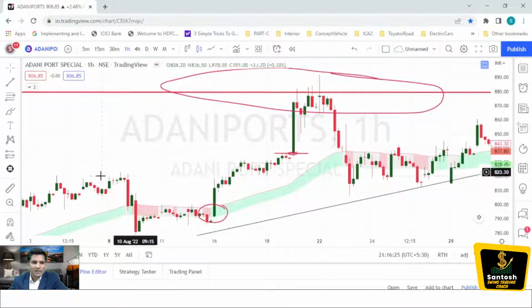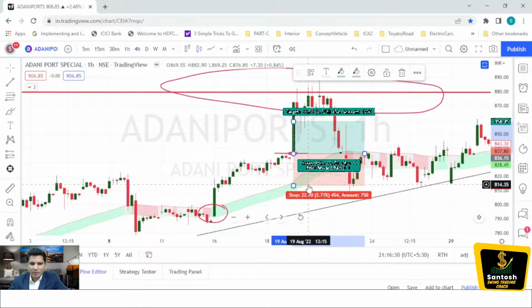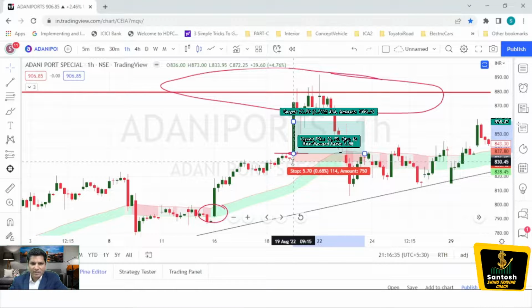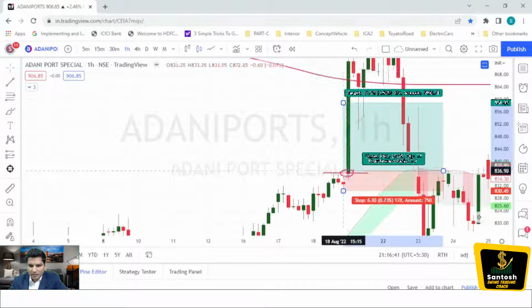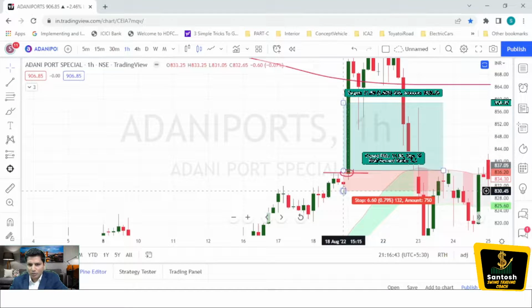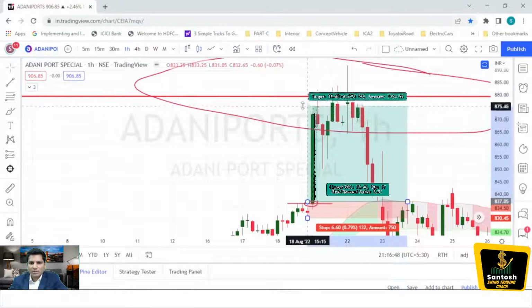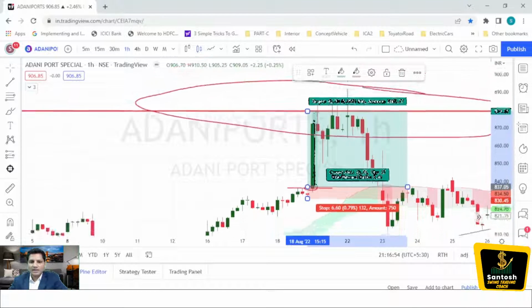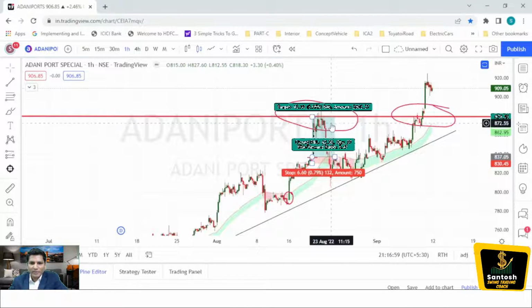So let us see what is the risk reward ratio for this trade. Here is the entry point. My stop loss is just below the previous day candle low. Here is the stop loss, just below this, not more than that. I'm expecting the target just near the resistance line. The resistance line is here, red color. So my immediate target would be up to the resistance line.